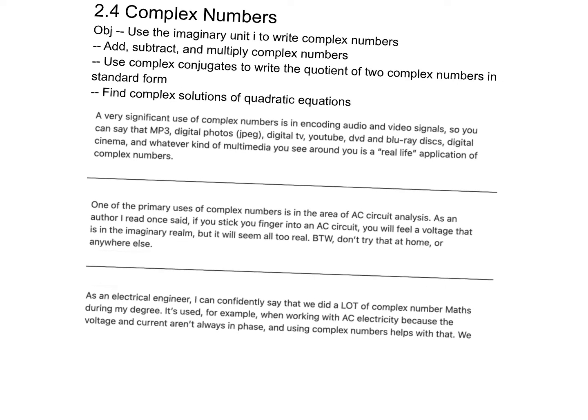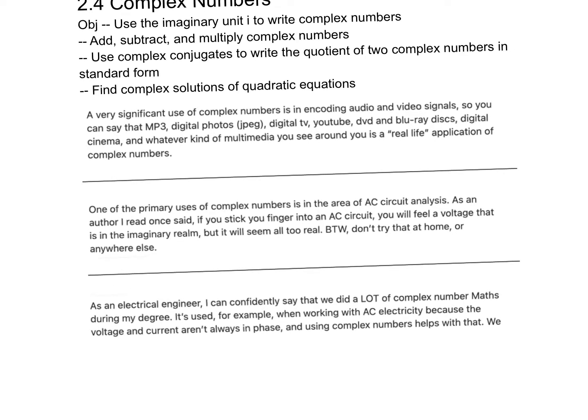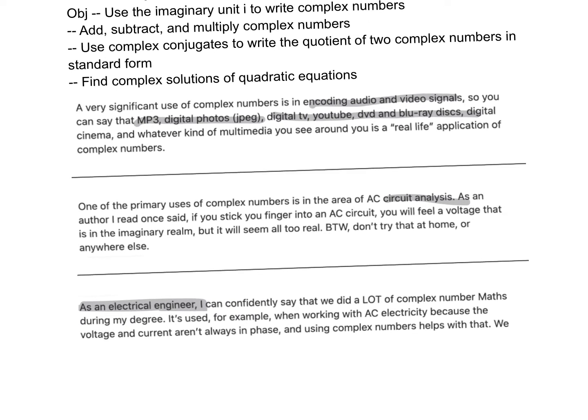So I just have a couple of things here where I found some instances where you'd actually use complex or imaginary numbers. One of them is encoding audio or visual signals: MP3, digital photos, YouTube, Blu-rays, all that kind of stuff. Another place would be circuit analysis. A lot of it comes from electrical engineering or some type of engineering field, which is where you'll use complex numbers the most. Depending on what you plan to do with your life, you may use complex or imaginary numbers. You may not, but those are some places that you might actually see them.